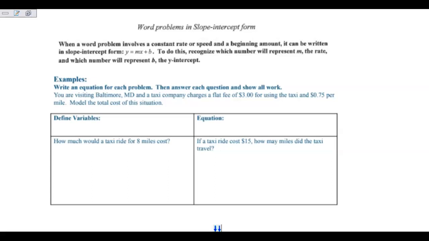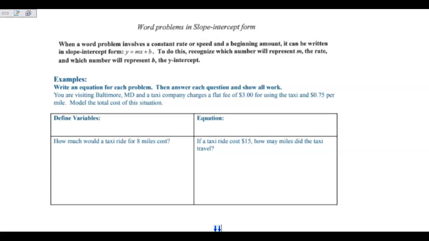So when a word problem involves a constant rate or a speed and a beginning amount, it can be written in the slope-intercept form, which is y equals mx plus b. To do this, recognize which number will represent the slope, which is also called the rate, and which number will represent the b, or the y-intercept. When we are doing this, it's a good idea to identify and define your variables. So that's why this is included as part of the problem.